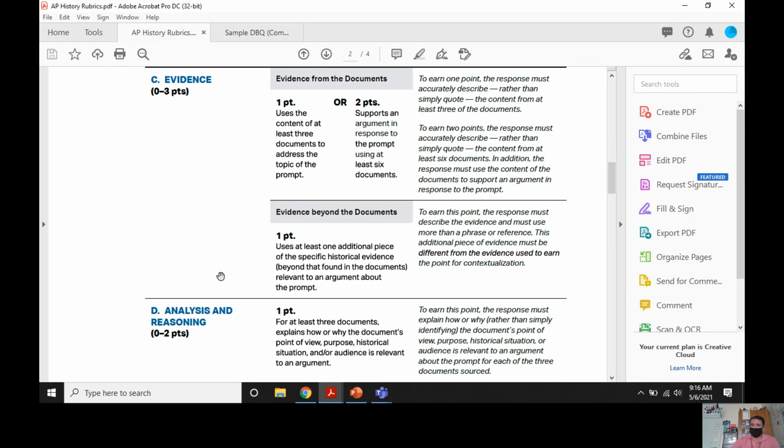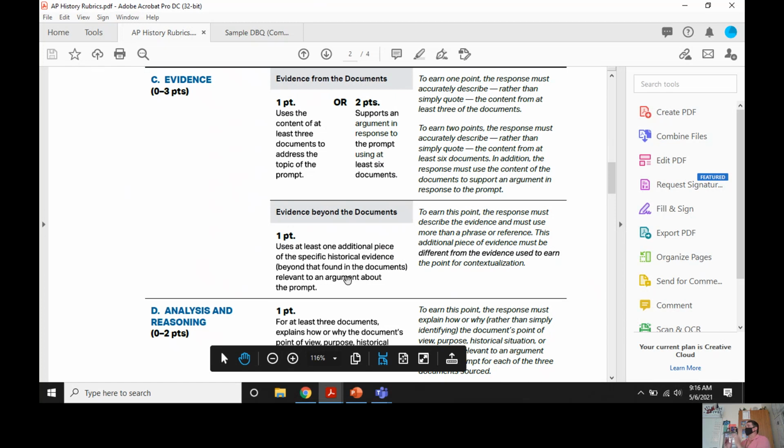Your next point comes from evidence outside the documents. Guys, this is just like what you do for your LEQ or just like what you do for your SAQ. It's you bringing up specific details, people, places, terms, names, events, developments, inventions, whatever. Okay, name it, put a little bit of explanation there, and boom, you get your point. The thing here is it's got to be something that's not specifically mentioned in the documents.